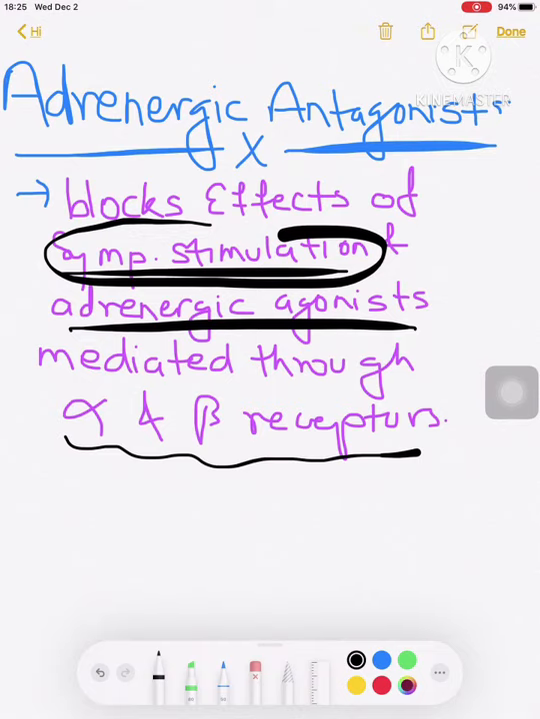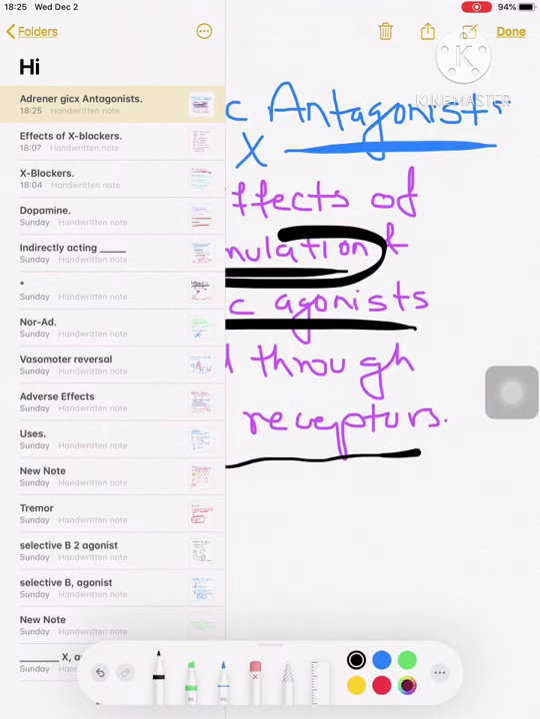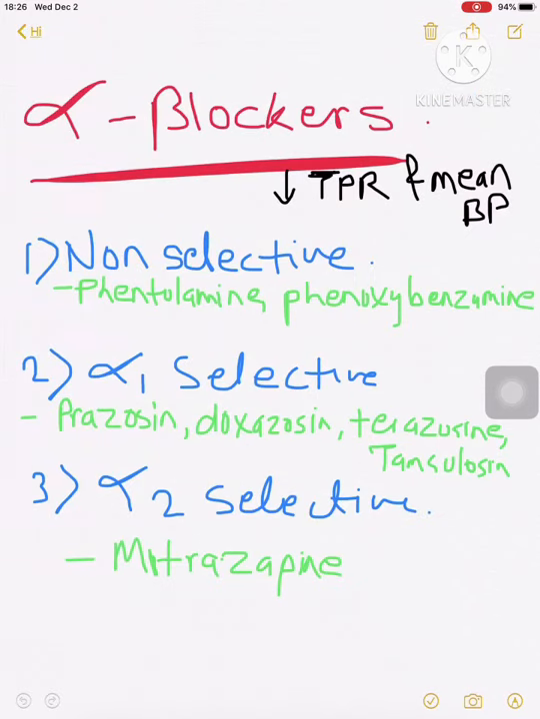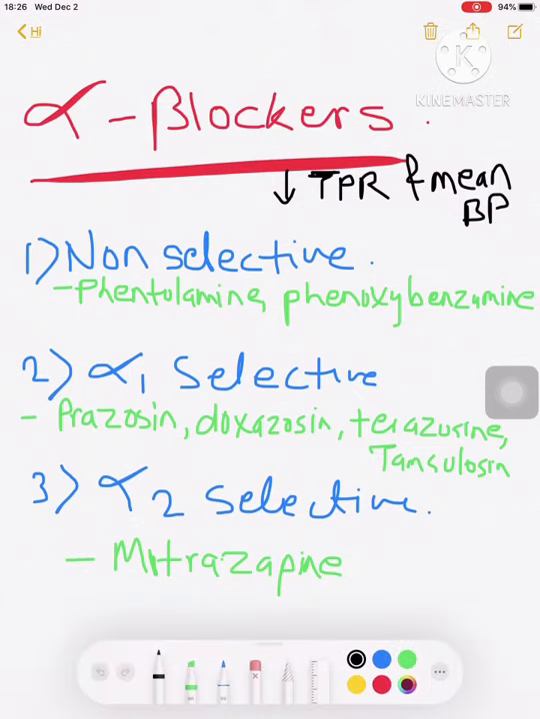Okay, first of all we'll discuss the alpha blockers, then we'll discuss the beta blockers. So, the alpha blockers. The most important thing that you need to remember about the alpha blockers is that they decrease the total peripheral resistance and decrease the mean blood pressure.